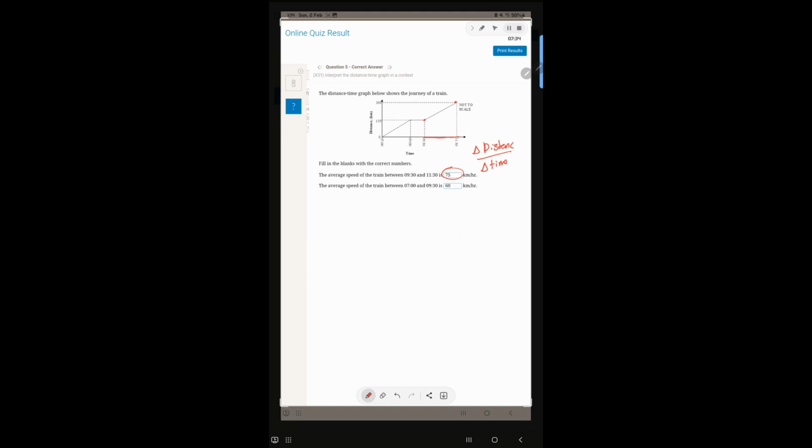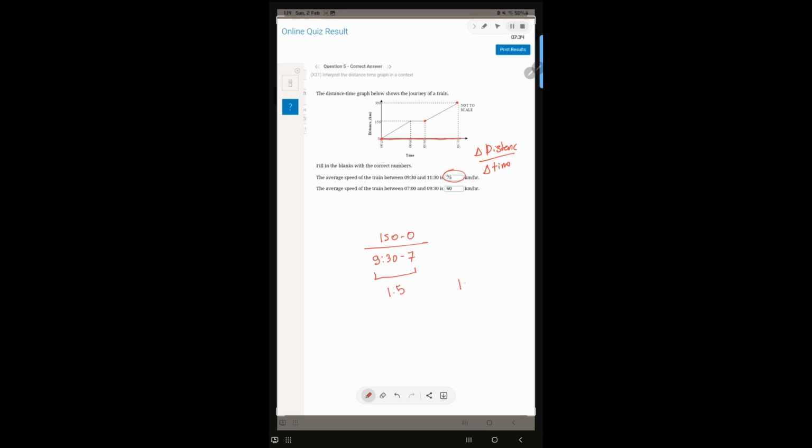And then for between 7 and 9:30 over here, the distance is 0 and 150, so 150 minus 0 over 9:30 minus 7, which is the same as an hour and a half, so 1.5. So you have 150 divided by 1.5, which is equal to 100.